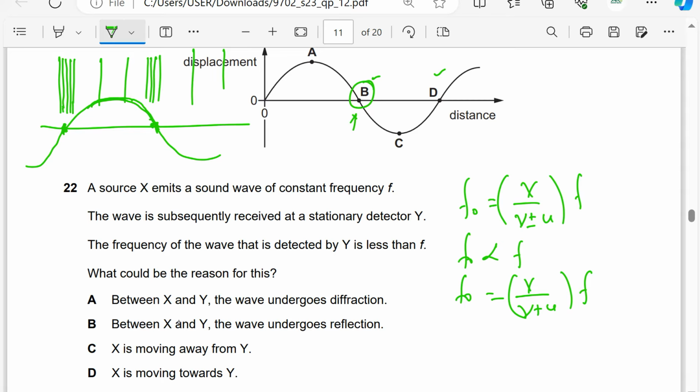Okay, let's see. Between X and Y, the wave undergoes diffraction. Between X and Y, the wave undergoes reflection. X is moving away from Y, X is moving towards Y. A source X emits a sound wave of constant frequency f. The wave is subsequently received at a stationary detector Y.